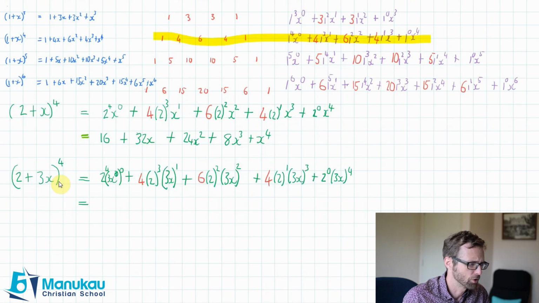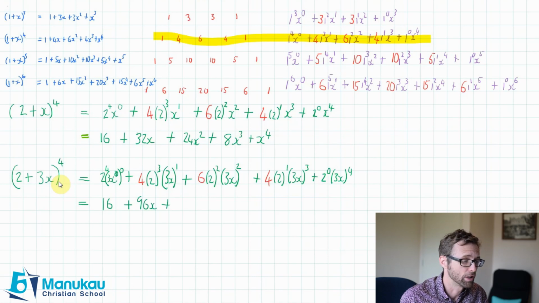So 2 to the power of 4 is 16, and 16 times 3. Oh no, it's just 16 because 3x to the power of 0 is 1. Okay, so we got 16 as our first term. The next one is 4 times 2 cubed. 2 cubed is 8, 4 times 8 is 32, and then we're timesing that by 3x. 32 times 3x is 96x. Now the next one's going to get a bit tricky, isn't it?